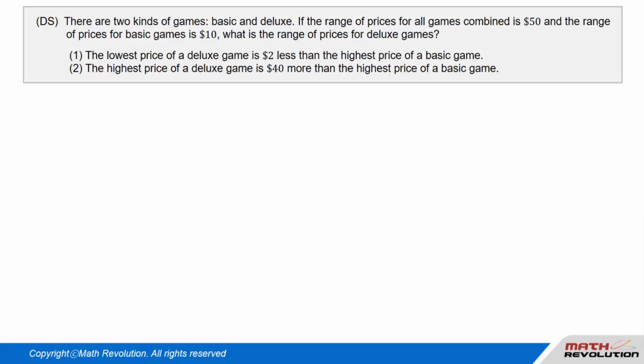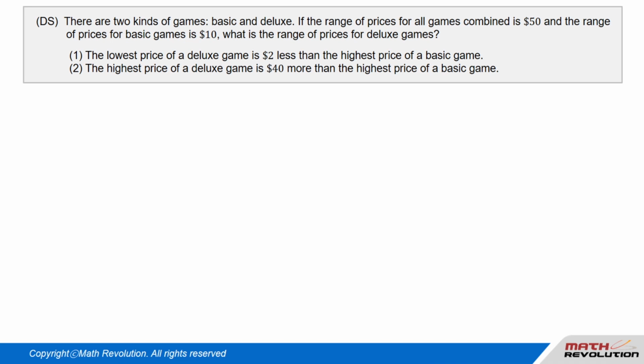Question: DS. There are two kinds of games, basic and deluxe. If the range of prices for all games combined is $50 and the range of prices for basic games is $10, what is the range of prices for deluxe games?